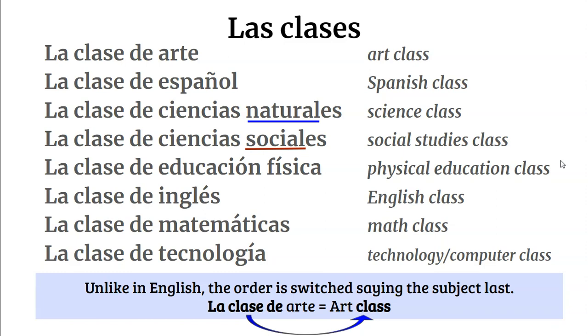Please make sure that you know the difference between ciencias naturales and ciencias sociales. Notice that social is in sociales. Hopefully this will help you to remember that ciencias sociales is social studies.